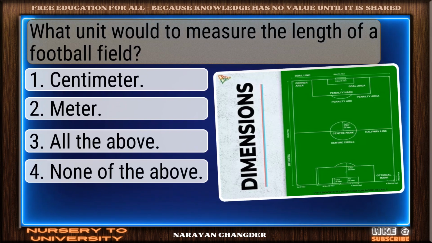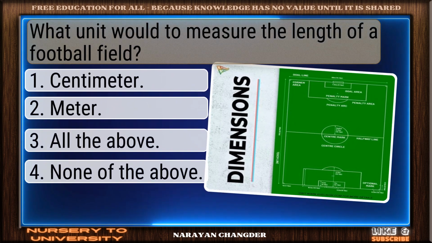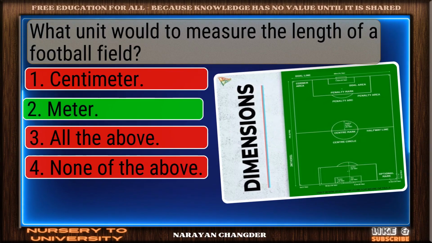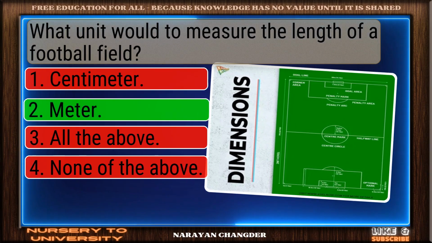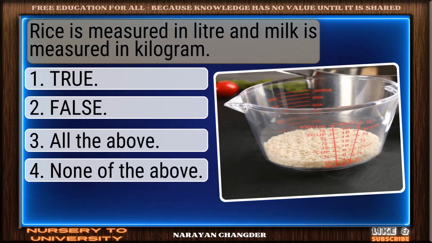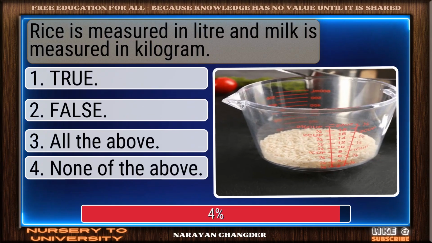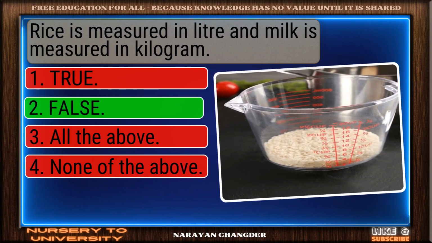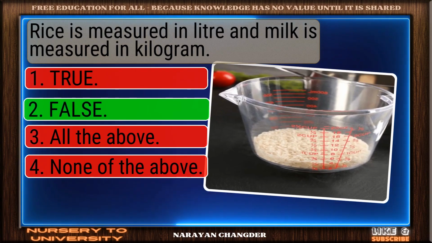What unit would you use to measure the length of a football field? Well done. Meter is the right choice. Rice is measured in liter and milk is measured in kilogram. You chose false, and it is correct.